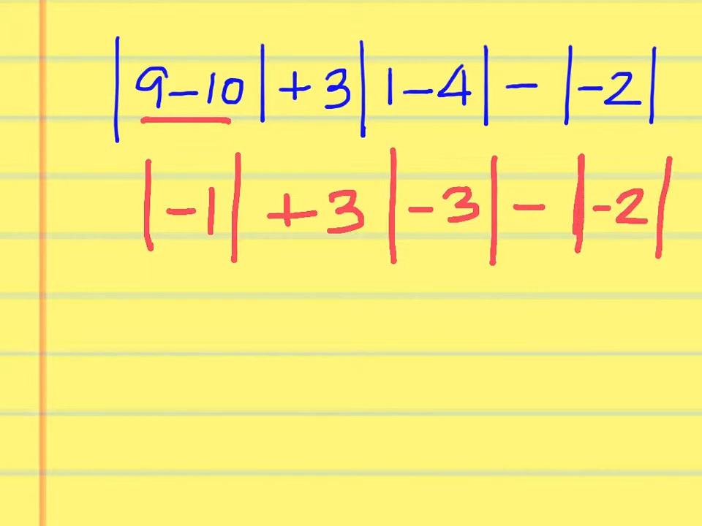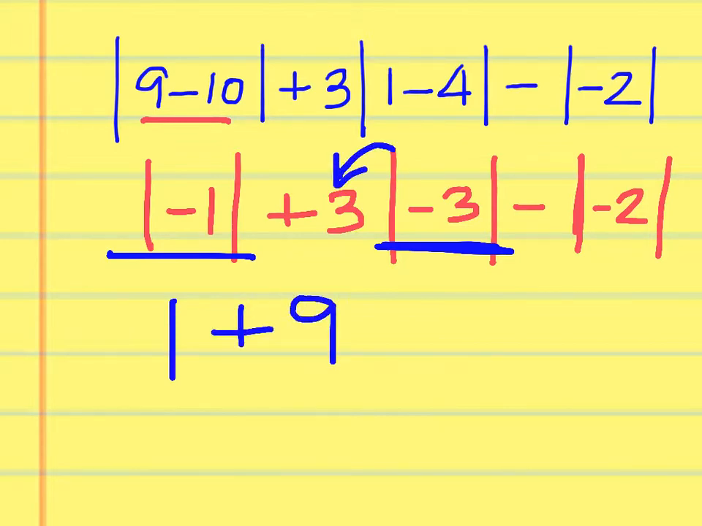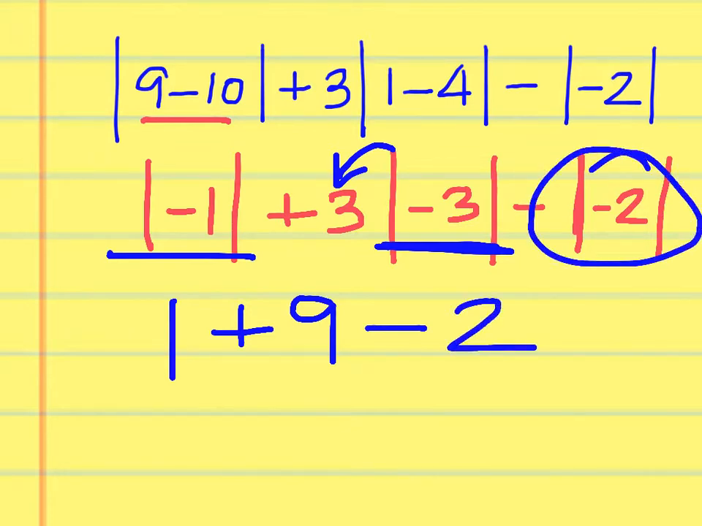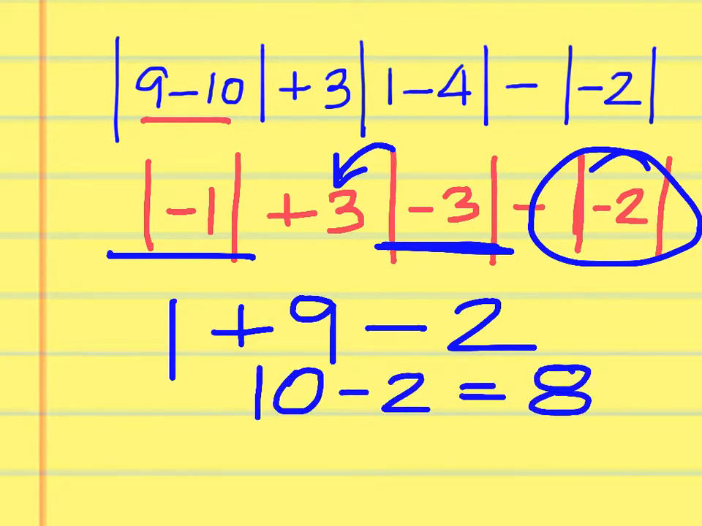So go back through and simplify these. Absolute value of negative 1 is positive 1. And then here the absolute value of negative 3 is positive 3 times 3 would be 9. And then minus the absolute value of negative 2, which is just 2. 1 plus 9 is 10, minus 2 is 8.